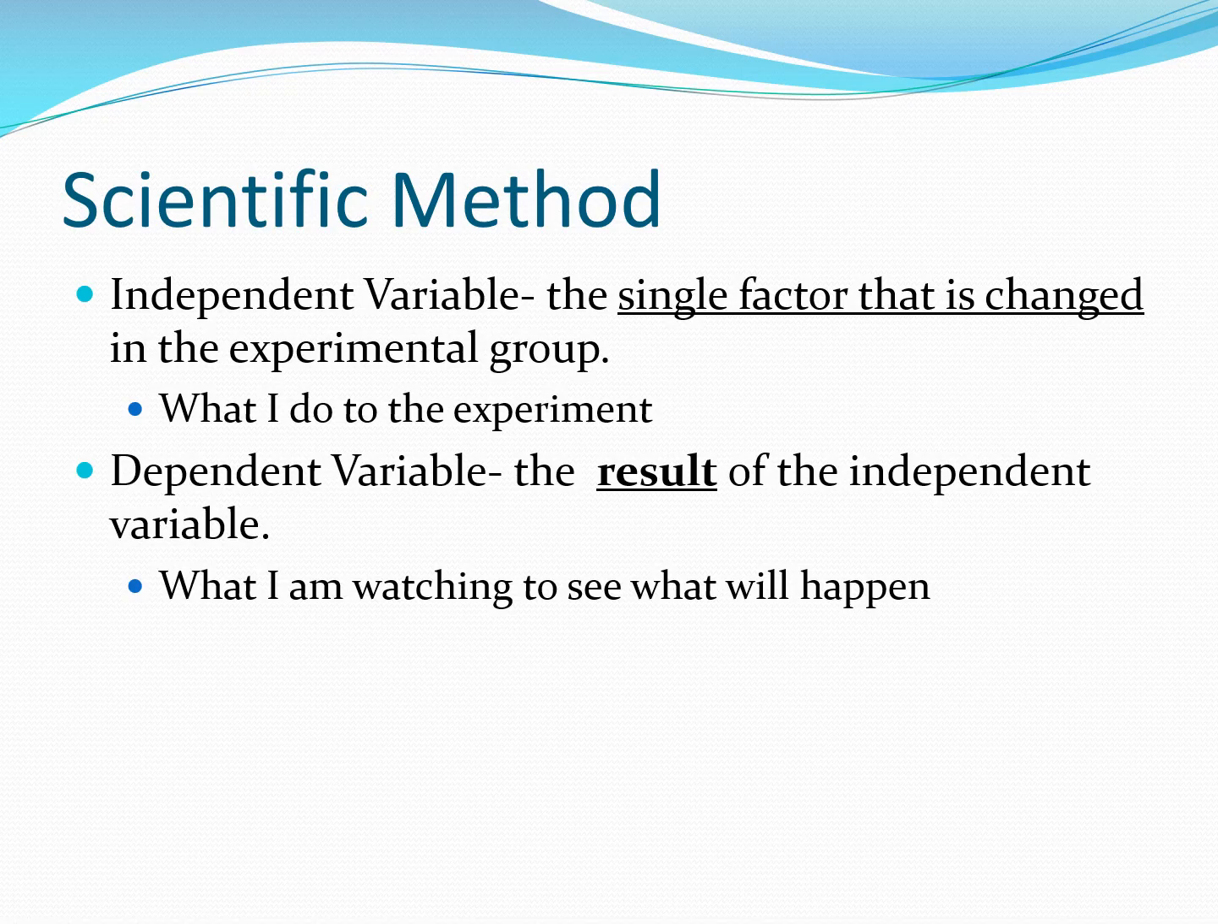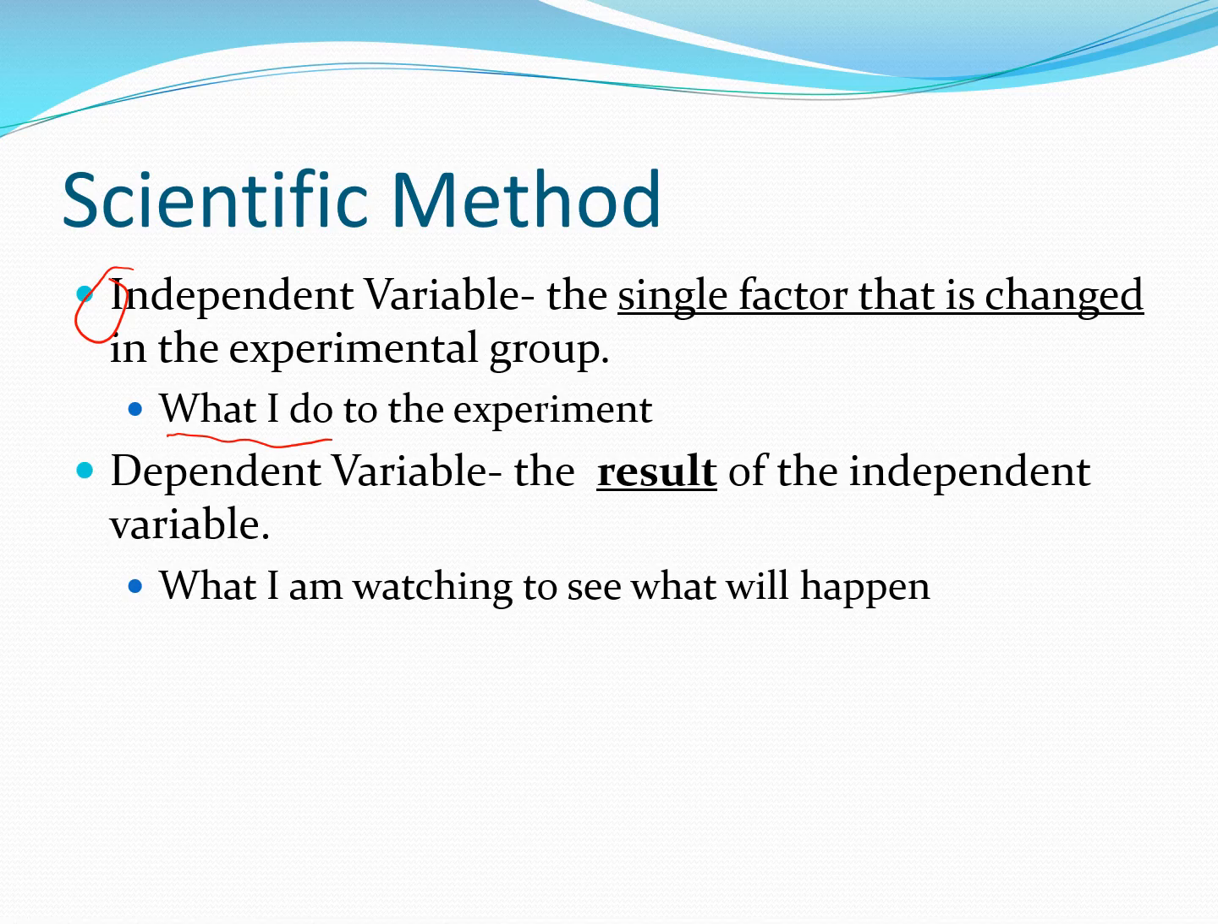So you can think of independent as starting with an I, and you can think of it as what I do to the experiment. You can also think of that I as a number one. It's the one thing you're doing in the experiment. So going back to the Miracle-Gro, the independent variable would be the Miracle-Gro. That's what I am doing to the plants. I'm adding Miracle-Gro. Or the brine shrimp and the motor oil. The motor oil would be the independent variable. That's what I am adding to the experiment. So whatever it is that you're testing is your independent variable.